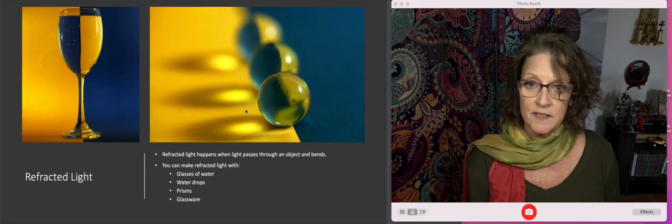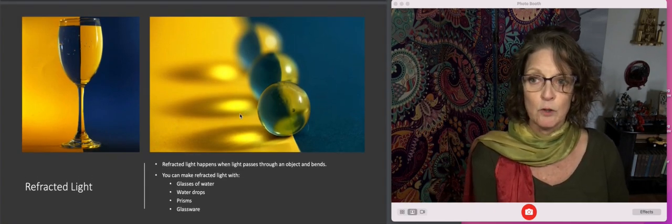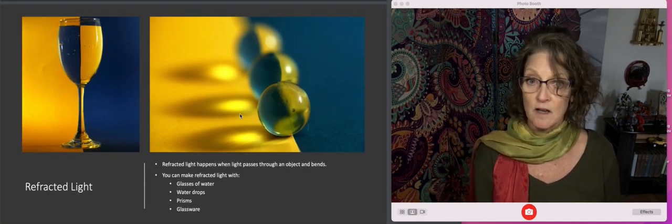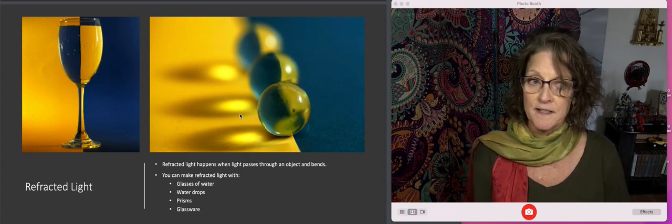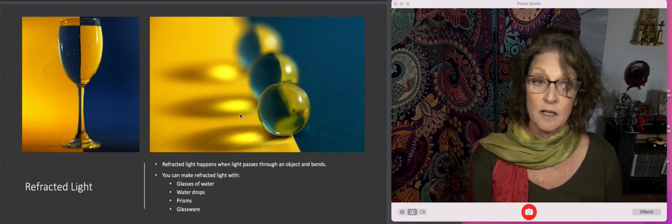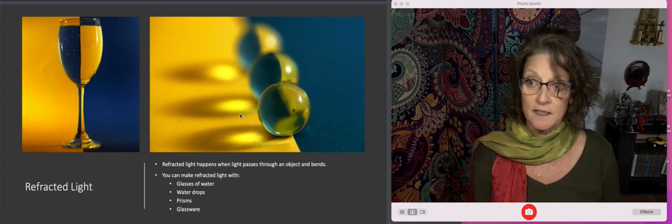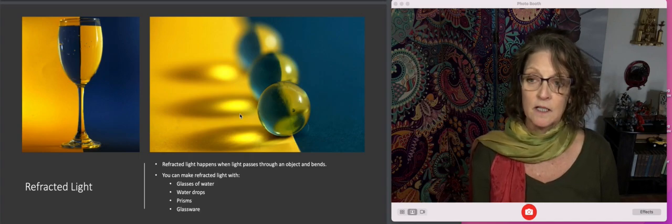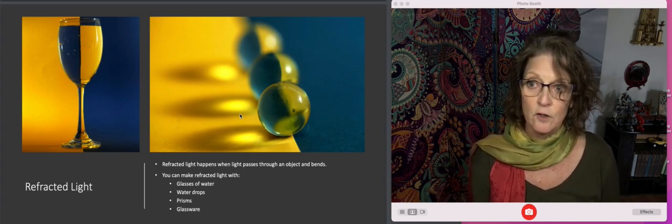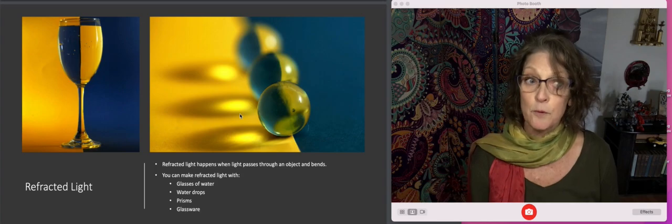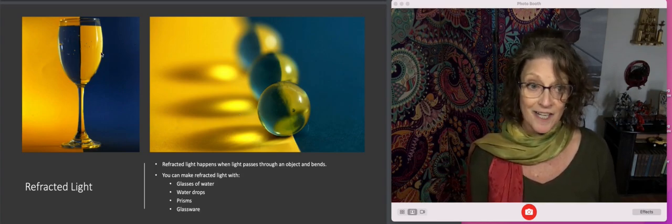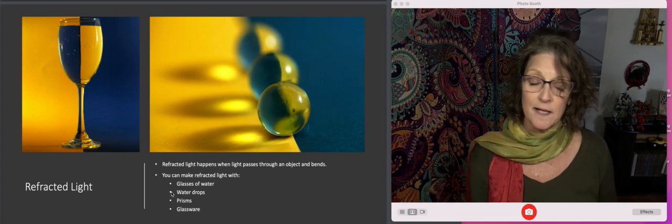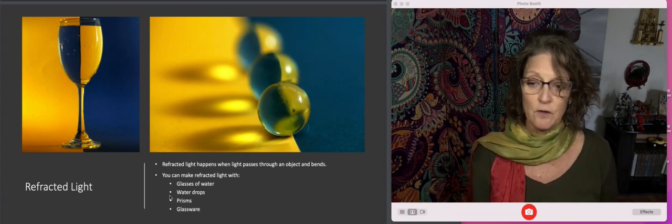Refracted light is when light is passing through a transparent or translucent object. And what happens when light passes through an object is it bends. So you can get a lot of really neat effects with refracted light using droplets of water, glasses of water, prisms. Basically anything like this is acting as a prism. And glassware is a lot of fun to photograph.